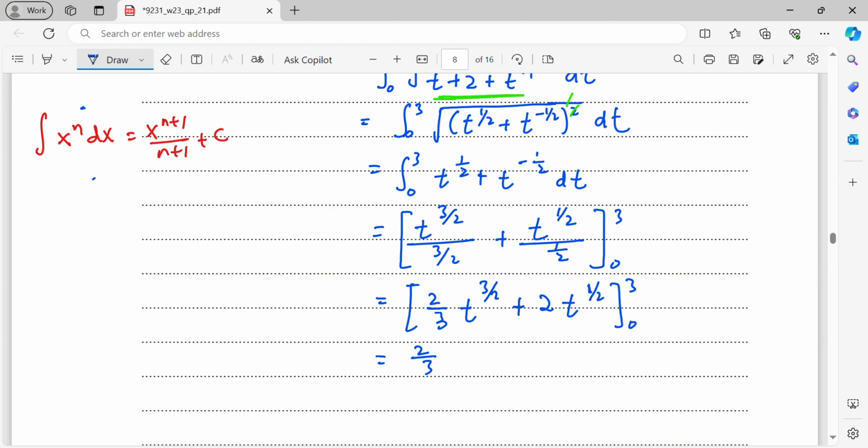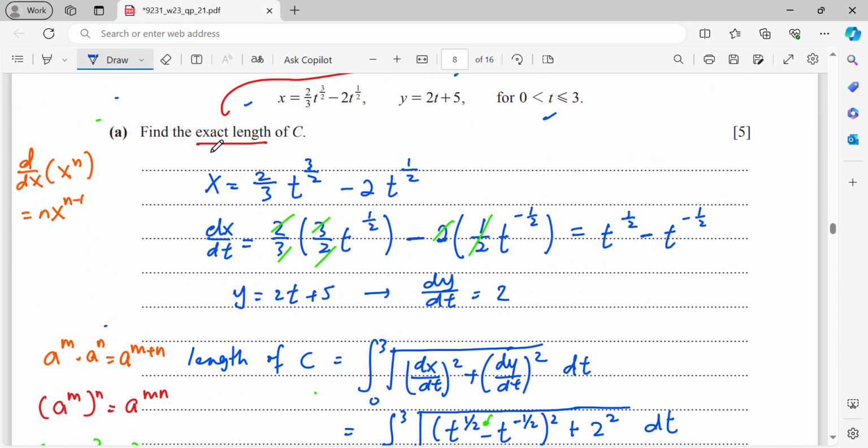So I will get 2 over 3 times t degree 3 over 2, which is basically 3 degree 3 over 2, which is basically 3 square root 3. Then plus 2 square root t, so square root 3. Then minus, when the t is 0, everything is 0. Then from here, since the question asks for exact value, I will just give my answer in square root form. So here will be 2 square root 3 plus 2 square root 3. At last, you are getting 4 square root 3. So that is the exact length.